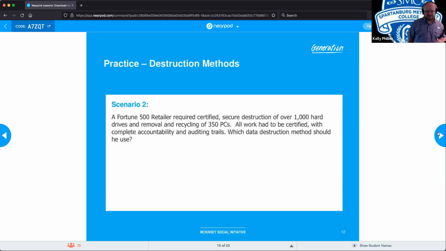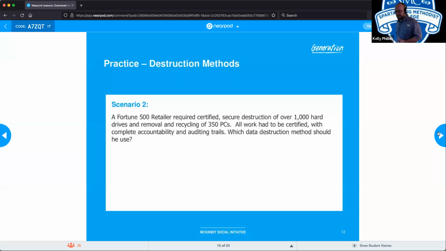All right, scenario 2. Glean, can you read for us, please? Fortune 500 retailer required certified secure destruction of over 1,000 hard drives and removal and recycling of 350 PCs. All work had to be certified with complete accountability and auditing trails. Which data destruction method should he use?